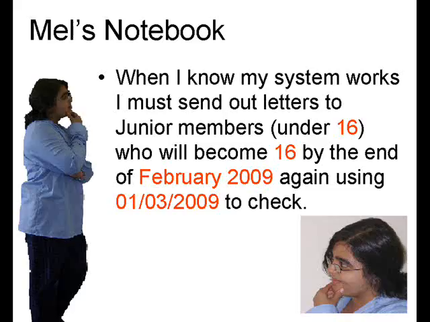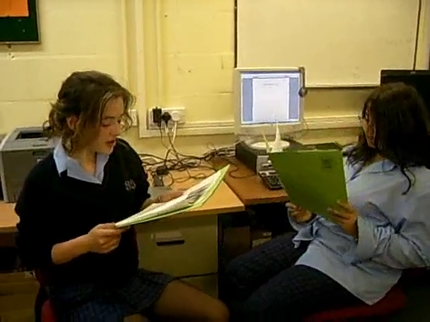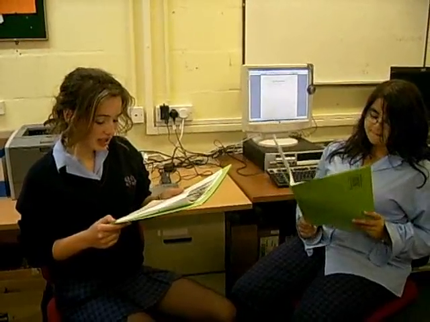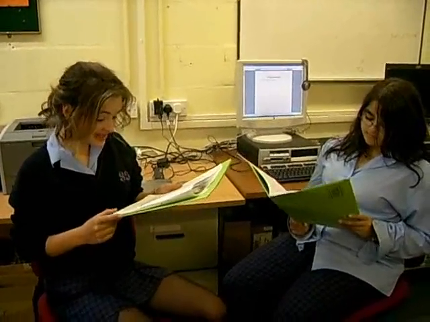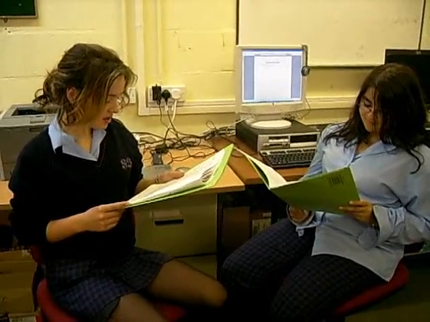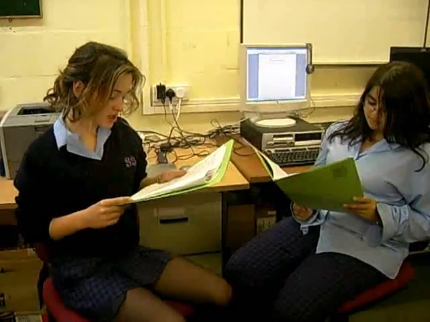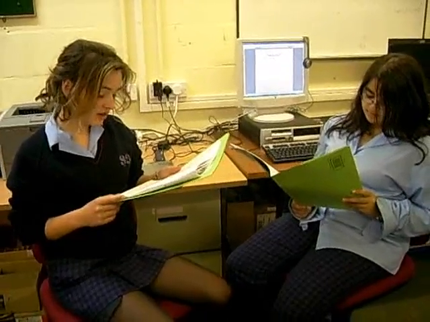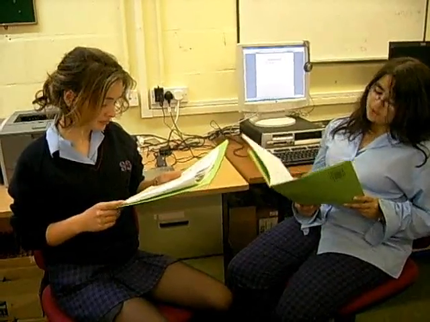Yes, it is. When I know my system works, I must send out letters to junior members under 16 who will become 16 by the end of February 2009, again using the 1st of March 2009 to check. Once you know that your new letter system works, can you send out letters to junior members who will become 16 by the end of February 2009? This is to remind them that they will need to change their membership to youth member when they renew after they reach 16. That will not be a problem.